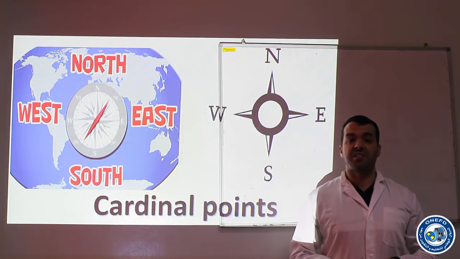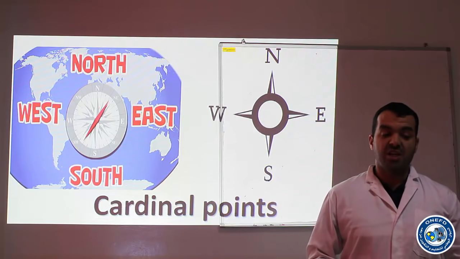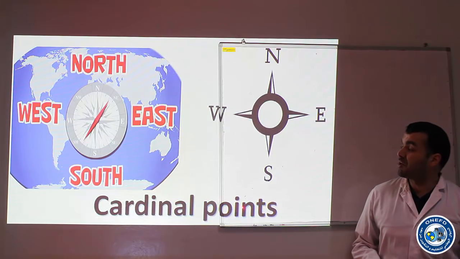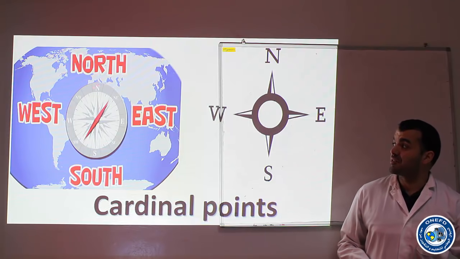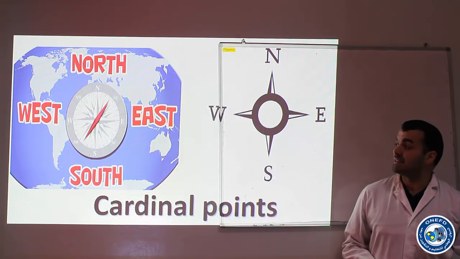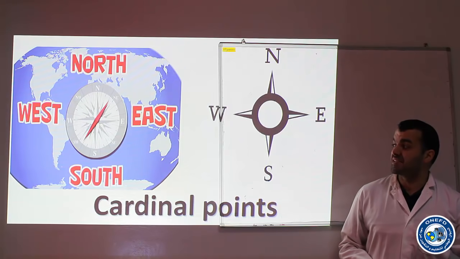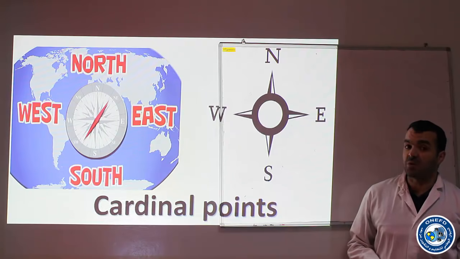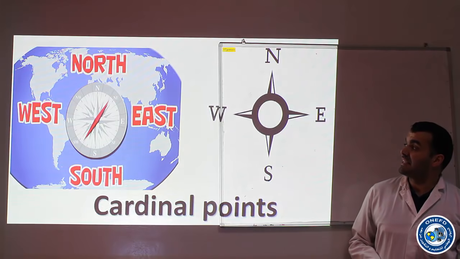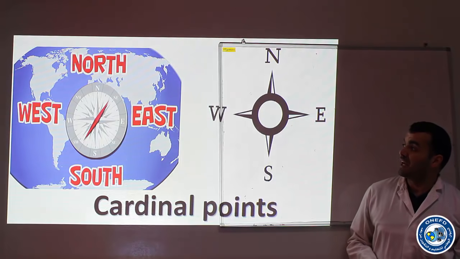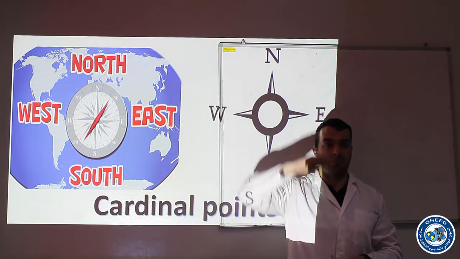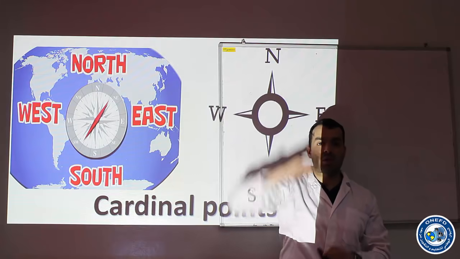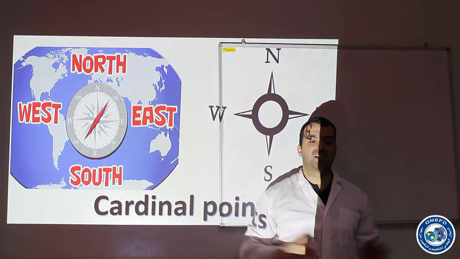Before we start how to locate places on a map, you have to know the cardinal points. We have 4 cardinal points: north, south, east, and west. I repeat again: north and south, east and west.